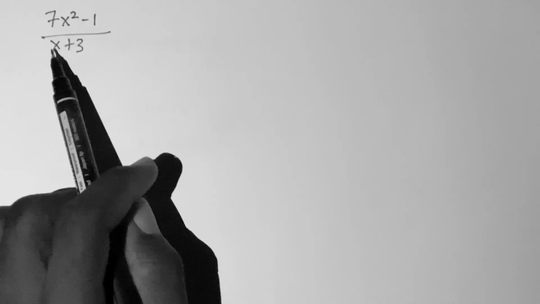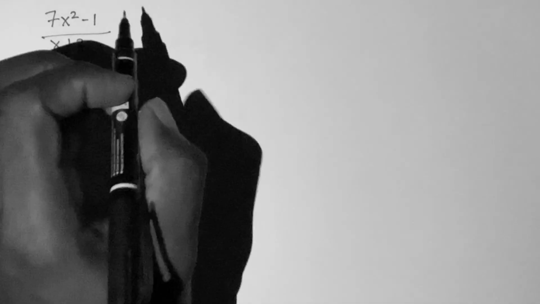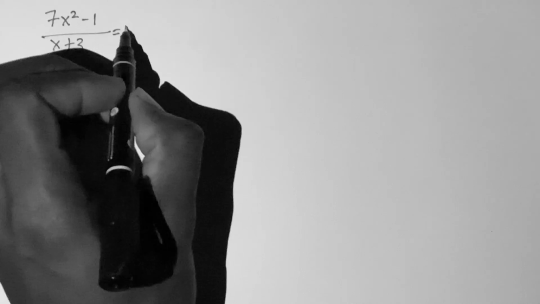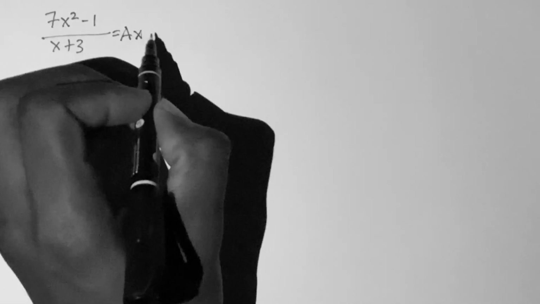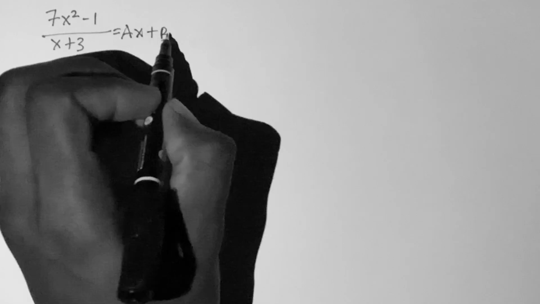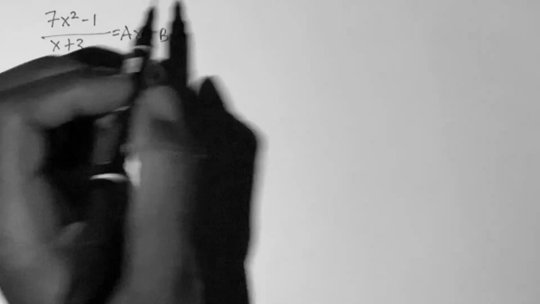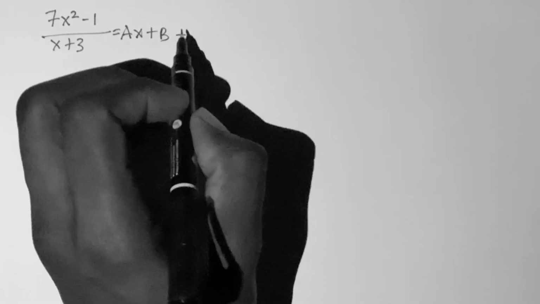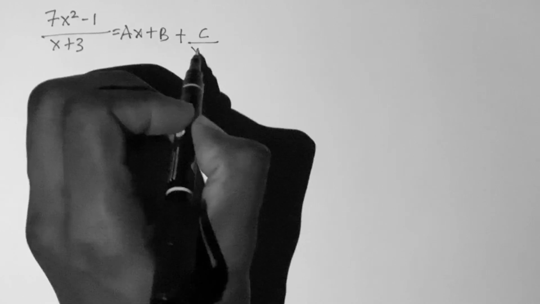Since it is 1, when we divide this, we are only going to get a certain factor. So this is equal to a certain factor times x, plus a constant b, plus the remaining fraction, which is c divided by x plus 3.